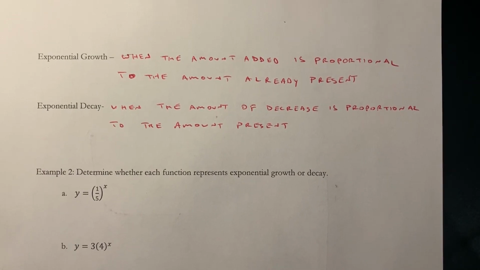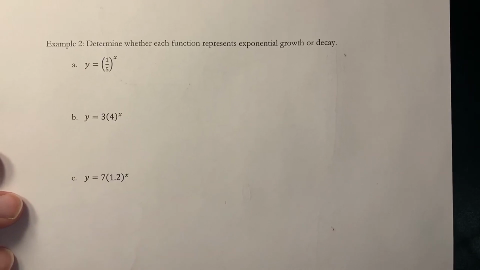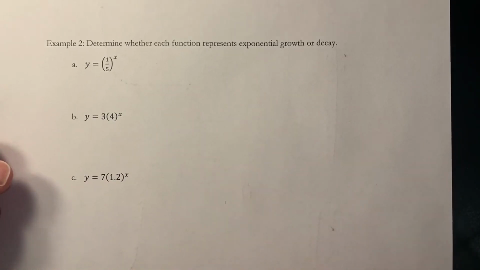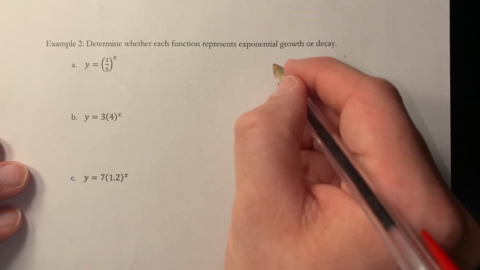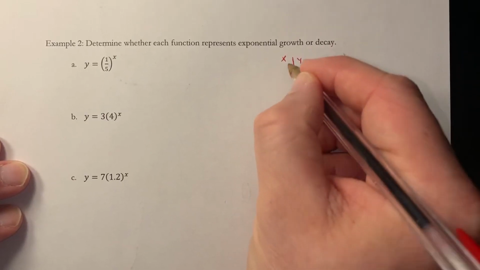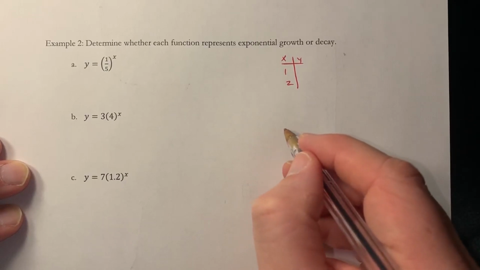Okay, so we are going to determine whether each function represents exponential growth or exponential decay. There's a couple ways to do this. I'm going to show you by making an XY chart, and then we'll talk about a shortcut to be able to look at the equation and know if it's exponential growth or decay. So I'm going to do an XY chart using 1 and 2 as my inputs for each of these.